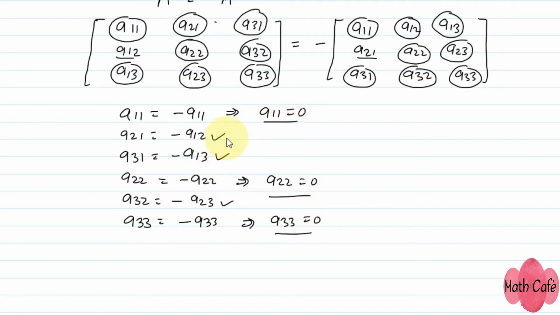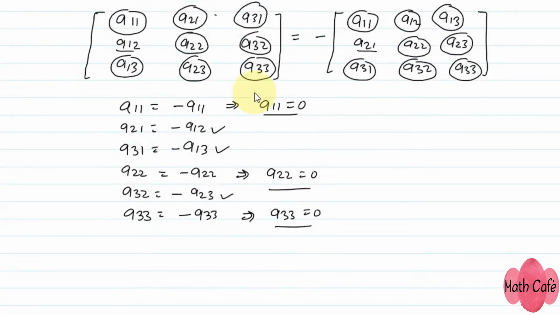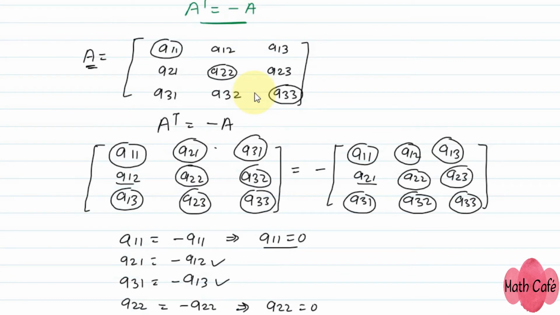Alright, so if a matrix is a skew symmetric matrix, then the necessary condition is that all its diagonal elements should be 0, and all the non-diagonal elements should satisfy A12 equal to minus of A21, A13 equal to minus of A31, and A23 equal to minus of A32 if A is a skew symmetric matrix.